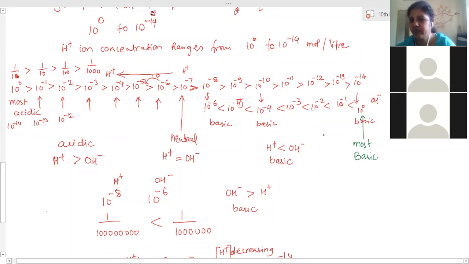Is it clear? Now for basicity, these three ranges we consider as weak because they have very few OH minus ions. Among these, minus 4, minus 3, minus 2 we can consider as a mild base. And from minus 1 and 0, those we consider as the most basic substances. Is that clear, the strength consideration?